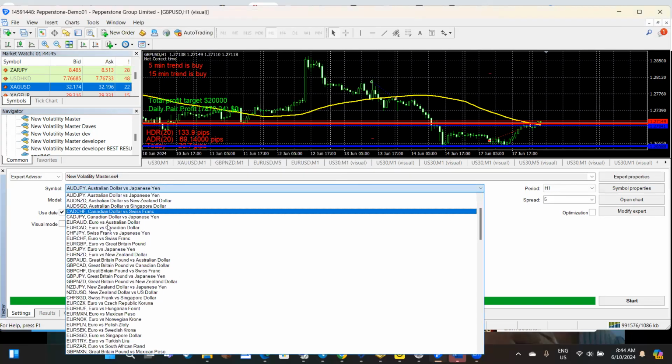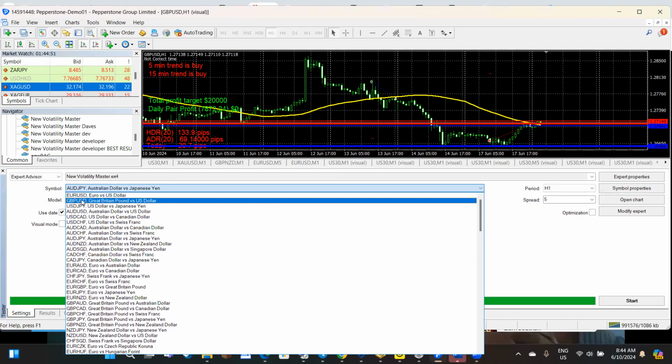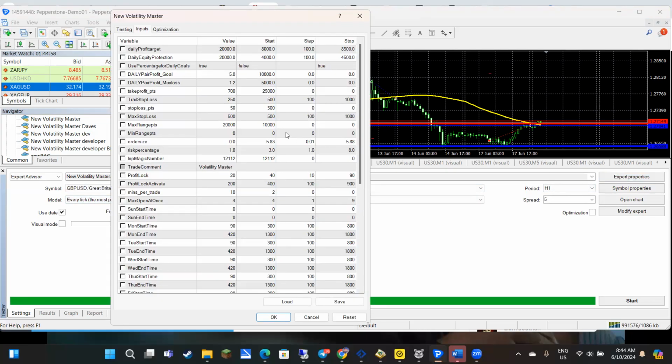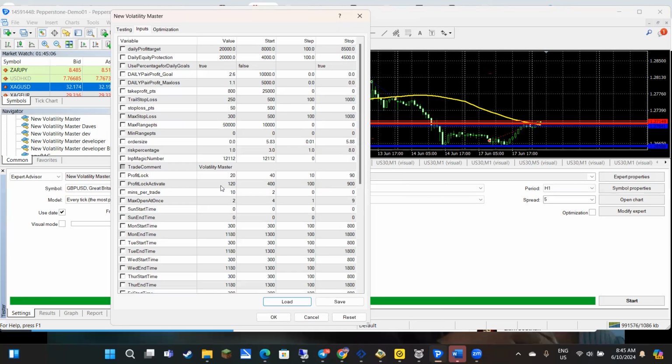We'll go through and we will have a look at pound US. And I'll load up the settings for pound US. So you see the ratio I have on this particular pair is much smaller.